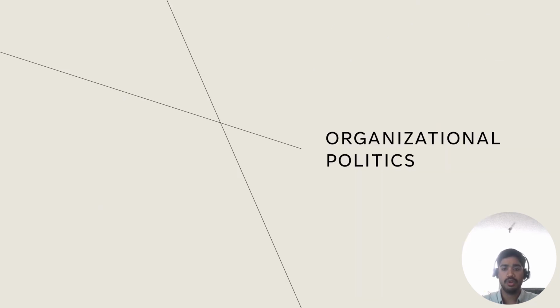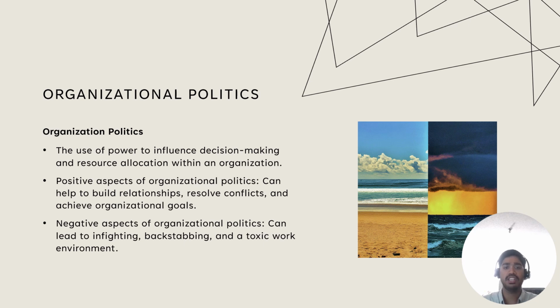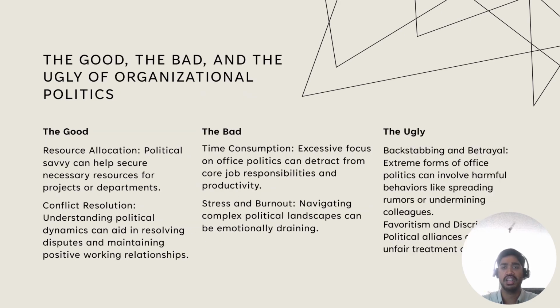So I would jump right to organizational politics. Organizational politics is the ability to influence decision making and resource allocation within an organization. Over here, I would talk about the importance of understanding organizational politics. It helps navigate the complexities of workplace dynamics, build effective relationships, protect personal interests, and achieve organizational goals. There are also negative aspects, where it can lead to infighting and a toxic work environment. So, I would like to talk through the good, bad, and ugly of organizational politics.